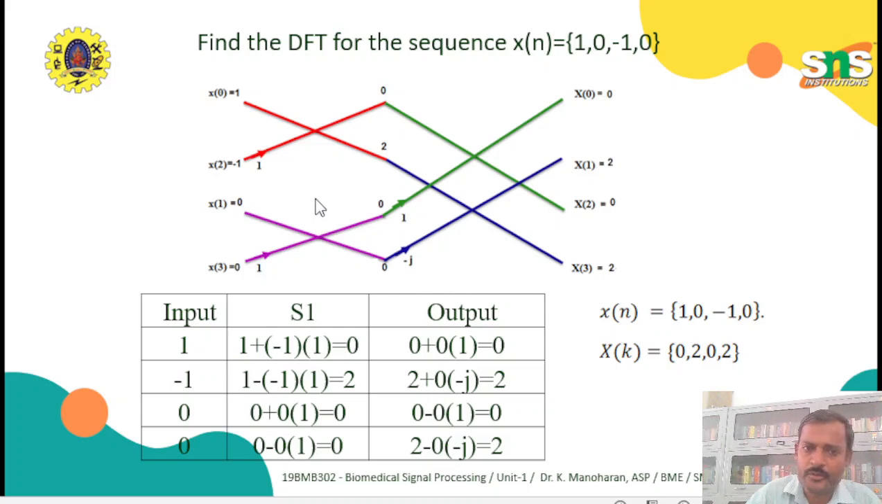Now we are going to do the computations. We take x of 0 equal to, the first input, 1, and then x of 1 is 0. We need to feed this x of 1 as 0 here, and then x of 2 equal to minus 1.